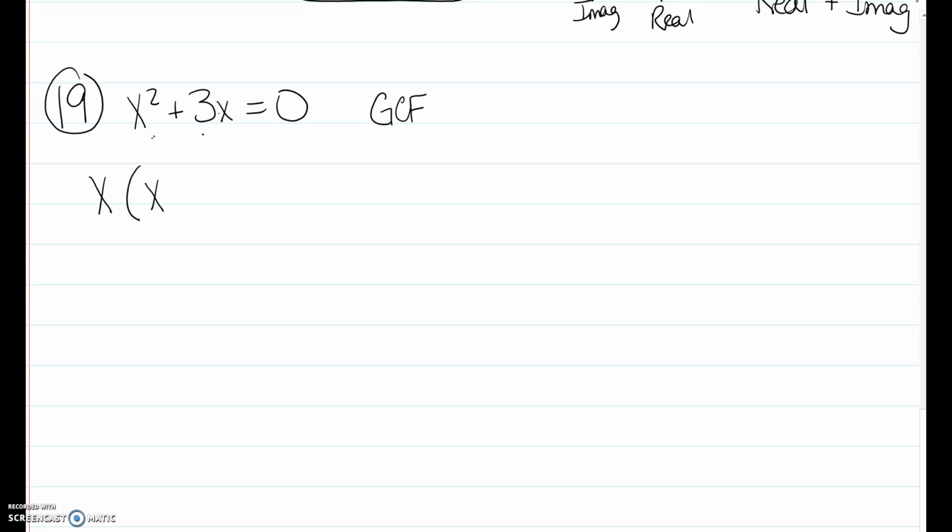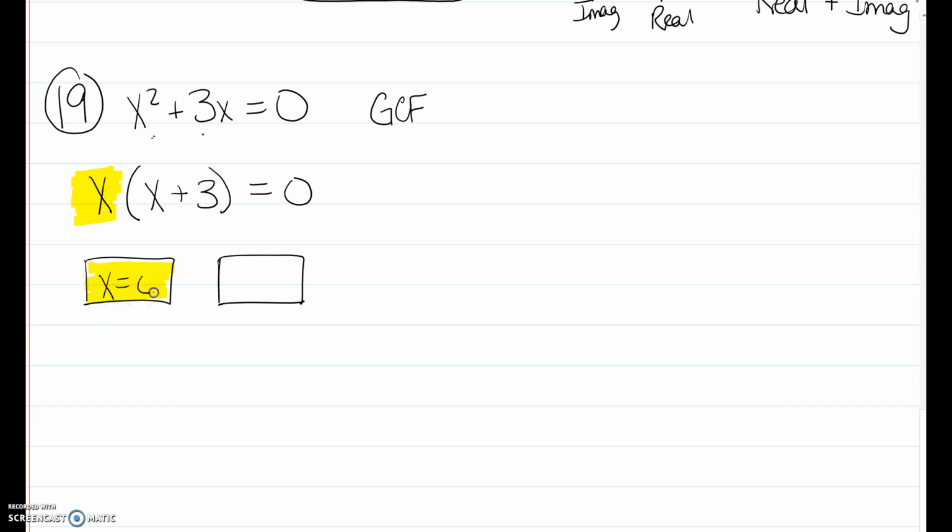X squared, if we pulled one of those x's out, we'd be left with another x. 3x, if you pull the x out, you'd be left with 3. We are going to have two solutions. The first solution comes from the x. What number would you have to stick in place of x to make that yellow piece equal 0? It's kind of a trick question. Your first solution is 0. That's the answer that most people have trouble with.